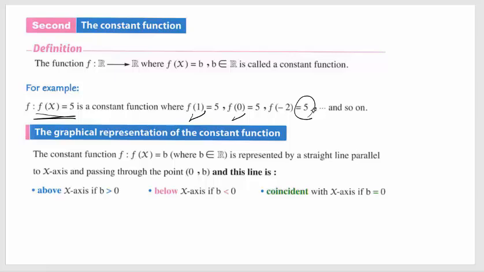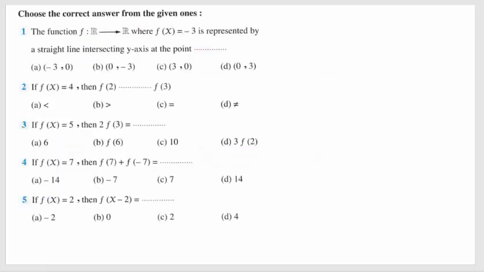Here, I can give you a very important note. You will use it when you use the graphical representation. The constant function has no variable, so it's always constant. So on representing the constant function, it will be represented by a straight line which is parallel to the x-axis. This line will be above the x-axis if the constant is positive. It will be below the x-axis if the constant is negative, and it will be on the x-axis if the constant is 0. So let's solve some questions and check.